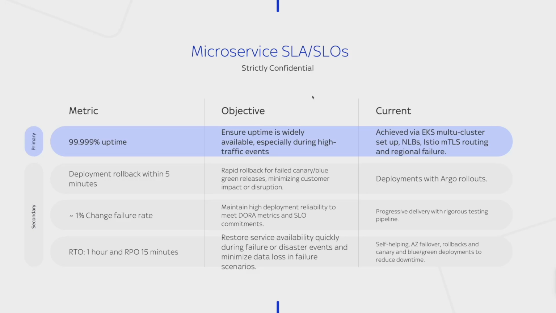uptime commitments. The rest of our SLA metrics, such as rollback within 5 minutes, under 1% change failure rates, and RTO, RPO targets, are enforced through GitHub, through Argo CD, progressive delivery strategies, and automated data backup and failover systems.